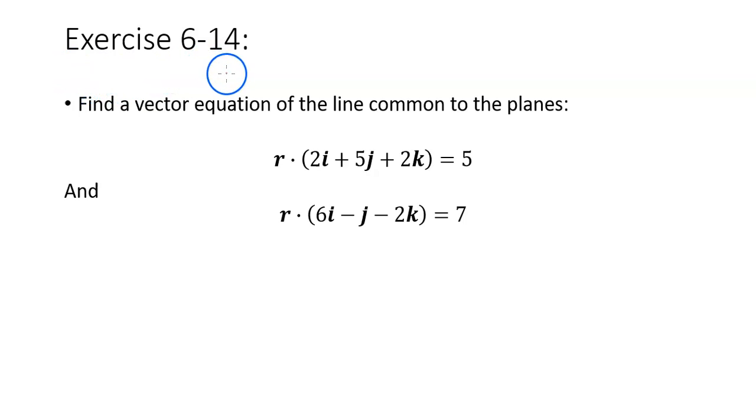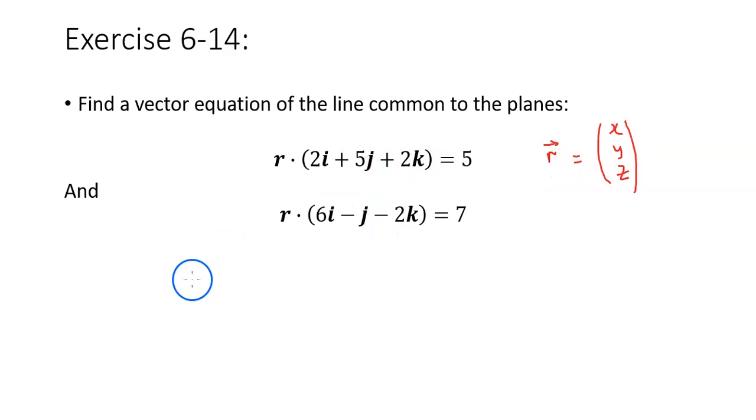Okay, for exercise 6.14, slightly different. It asks us to find a vector equation of the line that is common to the planes r dot (2i + 5j + 2k) equals 5 and r dot (6i - j - 2k) equals 7. Remember, r represents an arbitrary x, y, z vector whose endpoint is inside the plane.